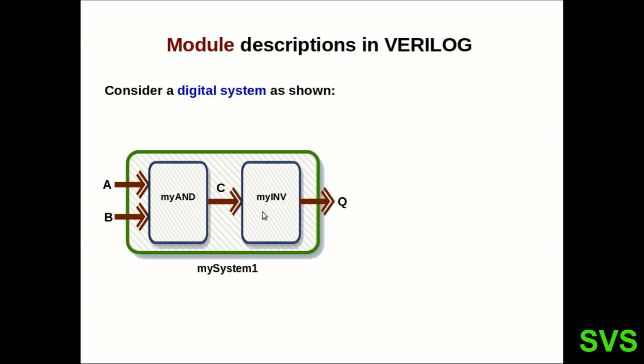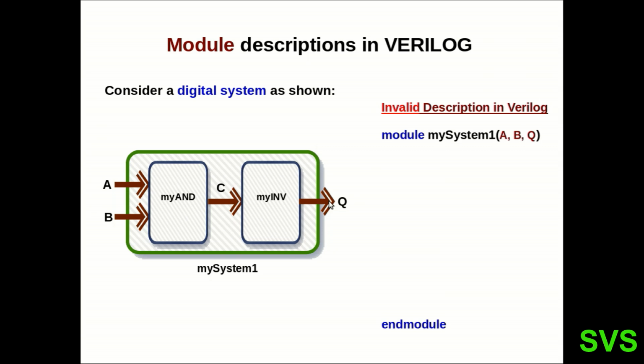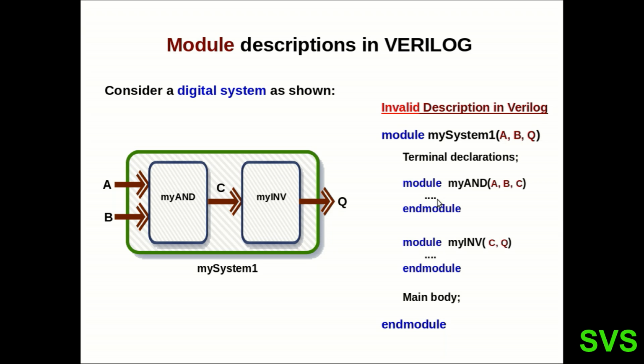So let's consider an involved system where my AND and my inverse are two modules which are included in the main module, my system 1. So a user may be tempted to draw the following description, which may be illegal or invalid. So my system 1 is the module with the terminals A, B and Q. Then we can have appropriate terminal declarations and the main body. And in case a user gets tempted to type in the modules or define modules within a module, it is invalid or illegal in Verilog.